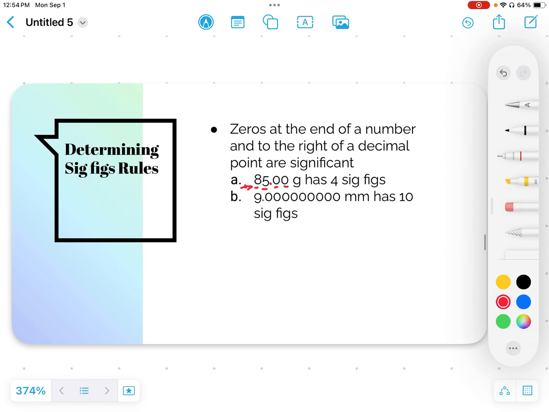Now we have 9 point and a whole bunch of zeros. So what we're going to do, again, there's a decimal point present. So you go to the front, in the Pacific side, go in until you hit a number. That makes everything behind it significant. So there's 10 sig figs in that number. So again, the decimal points make or break sig figs.